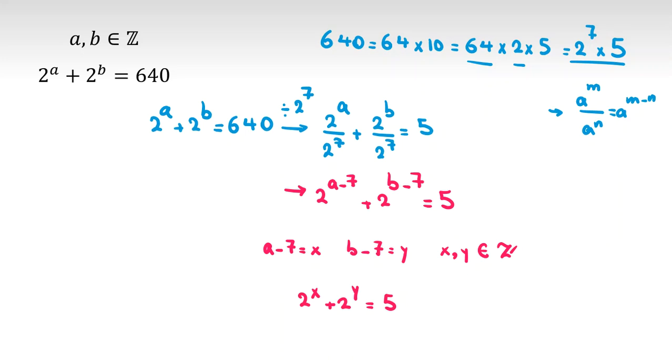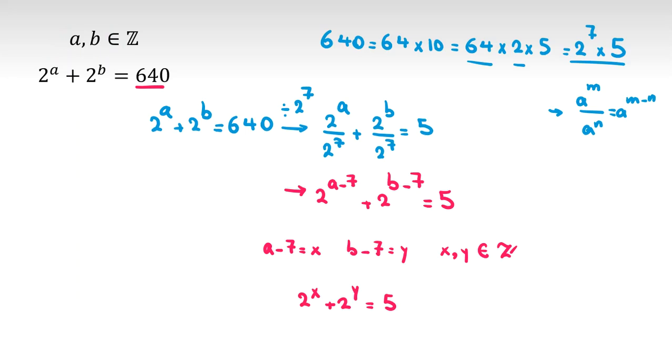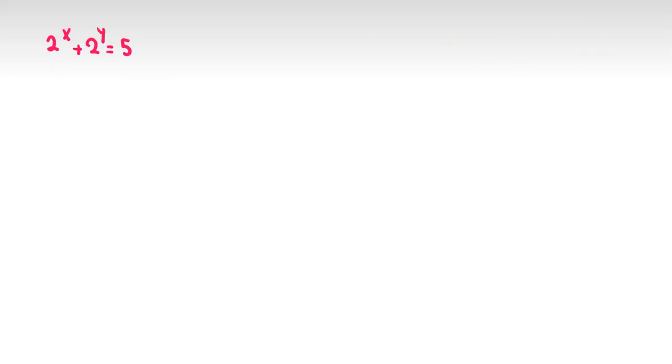But I want to analyze. I don't want to ignore any answer. So let's try: 2 to the x plus 2 to the y equals 5. 5 is so much better than working with 640. And x and y also are integers, and we want to find x and y. So case 1, suppose x and y are positive numbers.